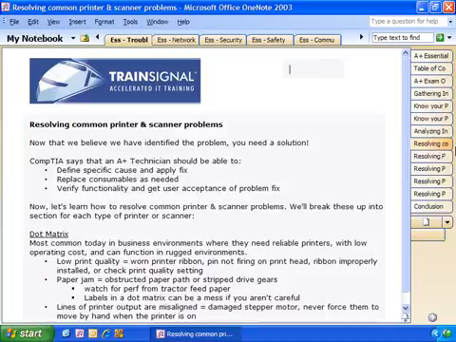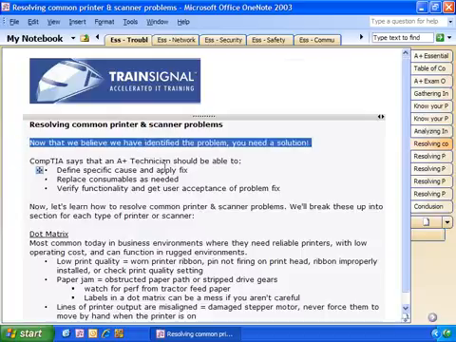All right, now resolving common printer and scanner problems. So you gathered your information, you analyzed it. What do you think might be the cause? Well, now we're at the point of taking what we think might be the cause and then taking some action to try to resolve it. So now that we believe we have identified the problem, you need a solution. And while gathering and analyzing is great, the solution is really the ultimate fix, right?